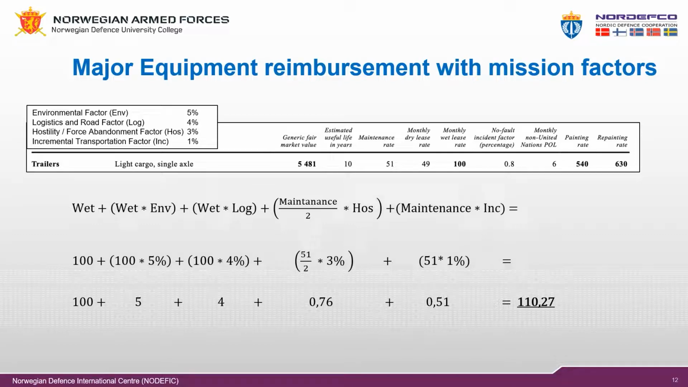Calculating the mission factors into the major equipment reimbursement rate. The wet lease rate including factors is as follows: wet lease rate, plus the wet lease rate multiplied with the environmental factor, plus the wet lease rate multiplied with the logistics and road factor, plus half the maintenance rate multiplied with the hostile action or forced abandonment factor, plus the maintenance rate multiplied with the incremental transportation factor. The slide shows the calculations in detail using the earlier example of a trailer light cargo and some exercise-only factors.